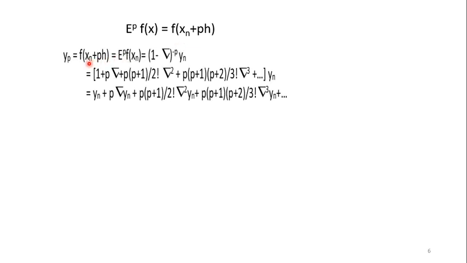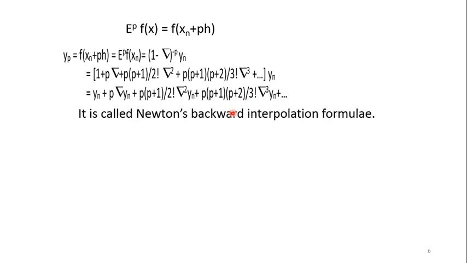So now y of p can be written as E raised to p of f of xn. So what is the value of backward difference in terms of this? 1 minus delta raised to minus p of y of n. So now you can apply again this factorial function for this case, 1 plus p binomial expansion, this gives to you, and then operate on yn: yn plus p delta yn, plus p into p plus 1 upon 2 factorial delta 2 of yn, and so on. In this way you are getting this backward difference formula of Newton's.